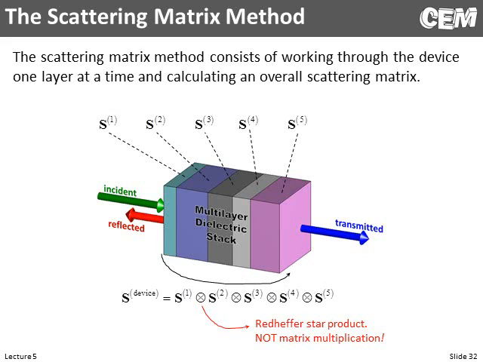Now, since we don't use matrix multiplication to combine scattering matrices, in fact, we never store the scattering matrix as one big matrix. We will store the S11, S12, S21, and S22 as separate matrices and never really ever store it or think about it as one matrix.